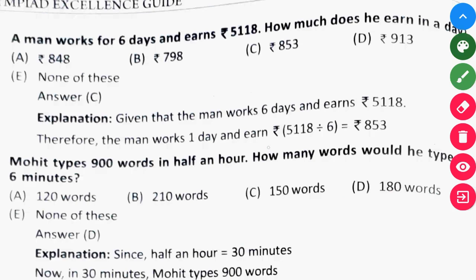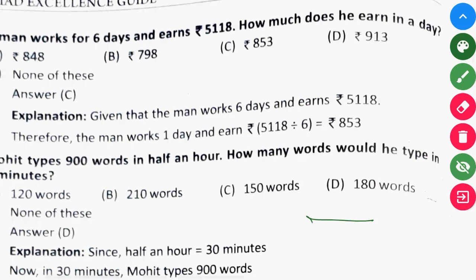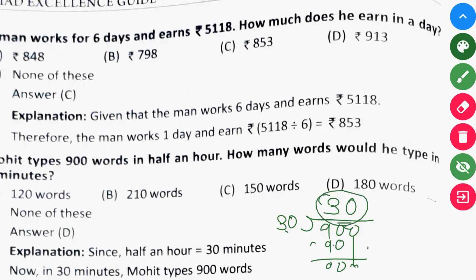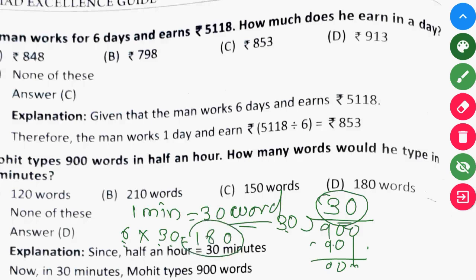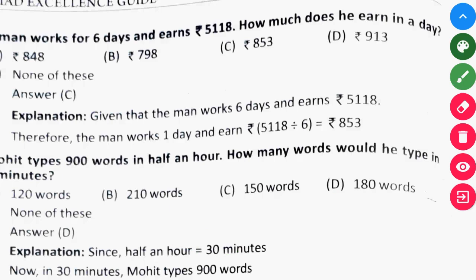The other method to solve this problem is, in 30 minutes he is typing how many words? 900 words. So divide 900 by 30. 3 3s are 90 and this 0, 0. So 30 words he is typing in 1 minute. In 1 minute we'll get 30 words. So in 6 minutes it is equal to 6 multiplied by 30. 6 0s are 0. 6 3s are 18. So again the answer is 180 words.